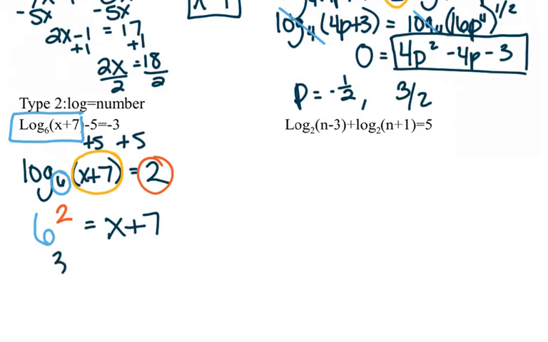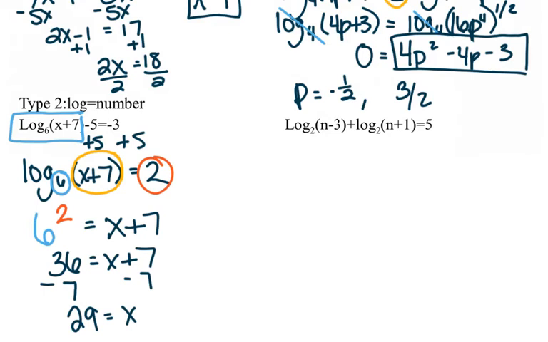So 6 squared is 36. And I'm just trying to get x by itself. So I'm going to get rid of that plus 7 by subtracting. So 31 equals x. There's my answer. Oh, try that again. 29 equals x. Okay, alright. Embarrassing.